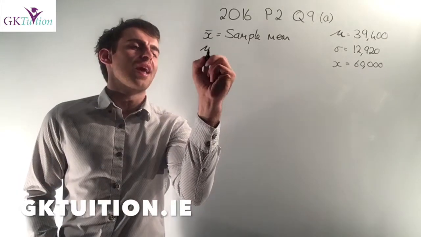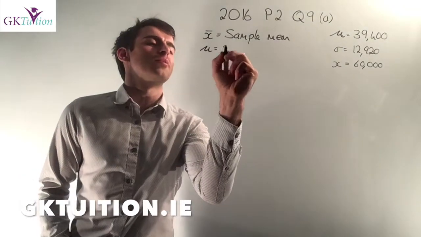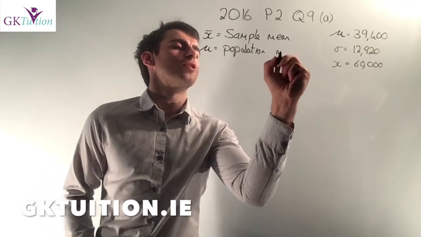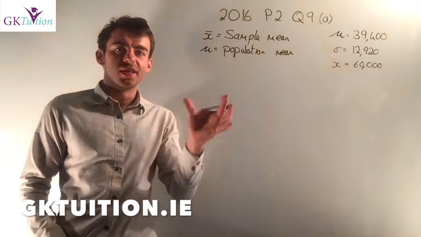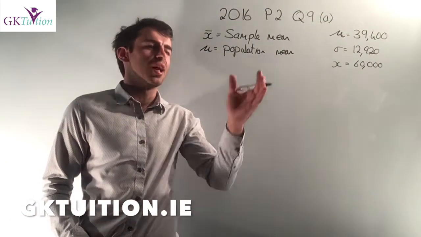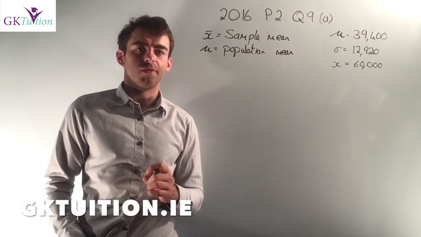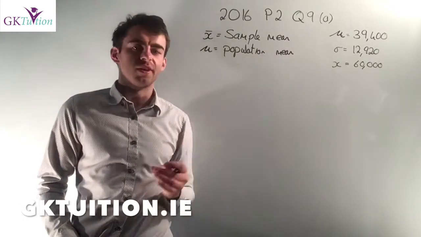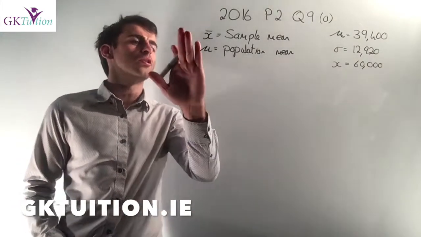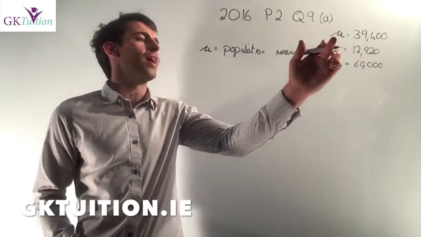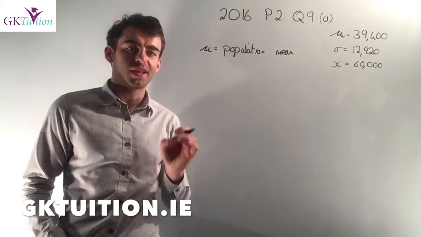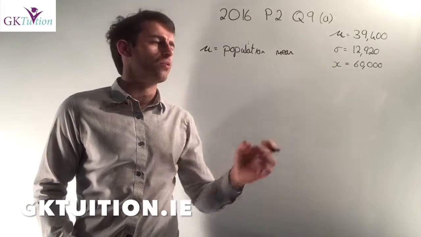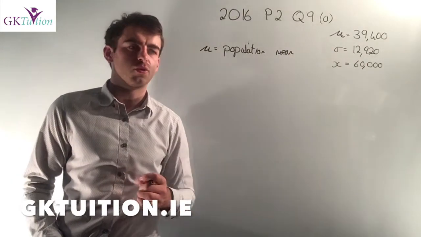However, in this case, it's telling me mu, which is represented by the population mean. It's telling me that if I got the average of every single person in this population, the mean of their salary is 39,400. Or in other words, the mean of the normal distribution itself is 39,400. So make sure you understand why I'm representing that as a mu as opposed to an x bar, which is a sample mean. It tells me the standard deviation of this normal distribution is 12,920.